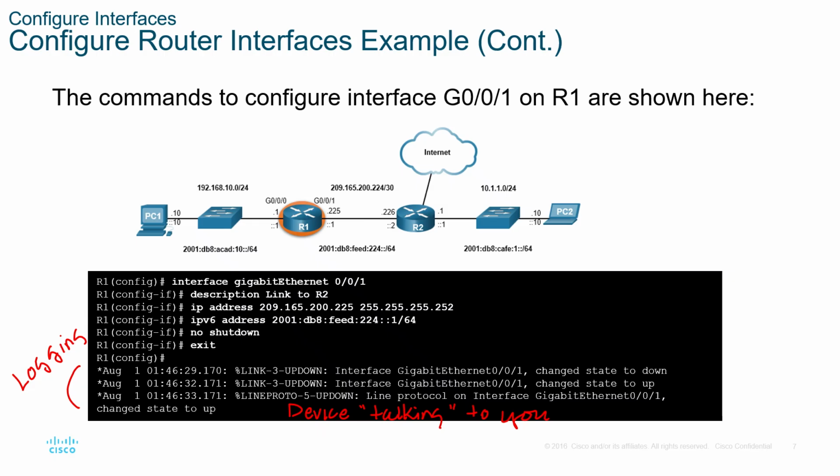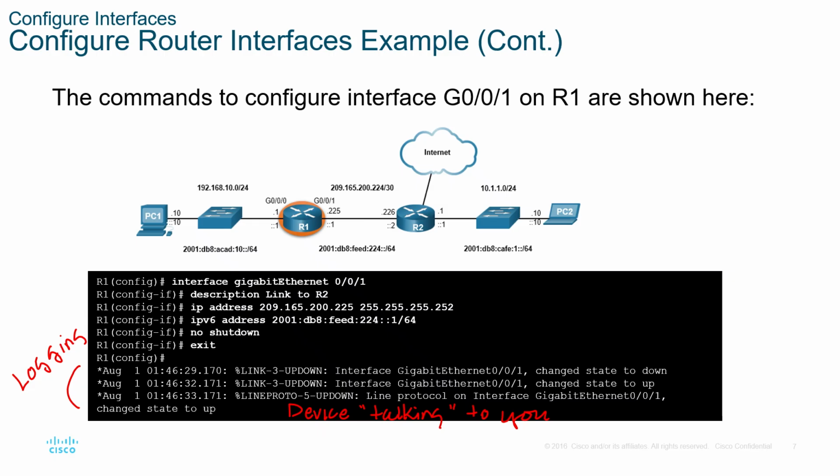So this guy is saying, initially when you do a no shut, it tells you that the interface is changed to down. Then it says, oh wait, you did a no shut. A no shut means you want me to turn it up. You want me to turn it on. So then it tells you that the state is changed to up.